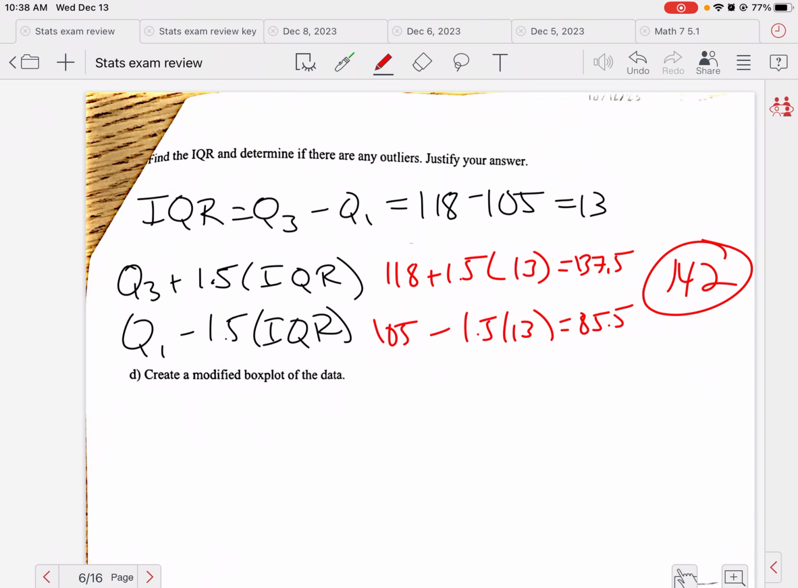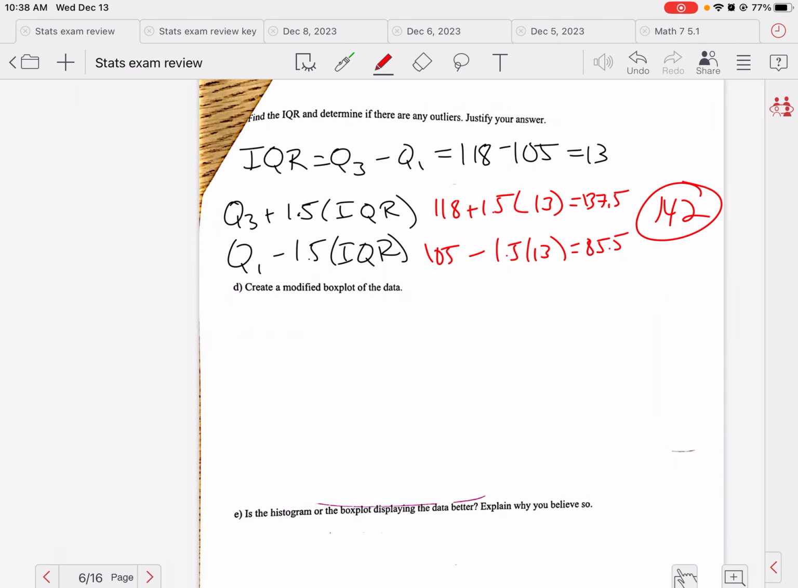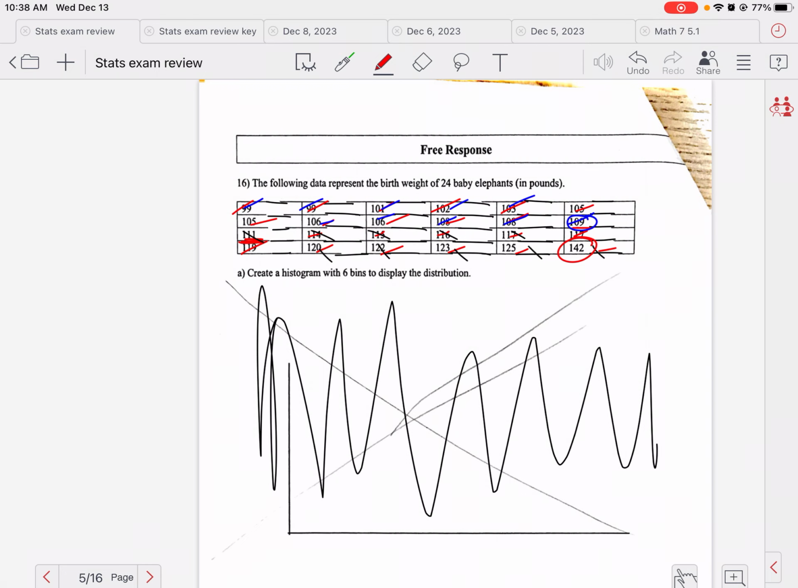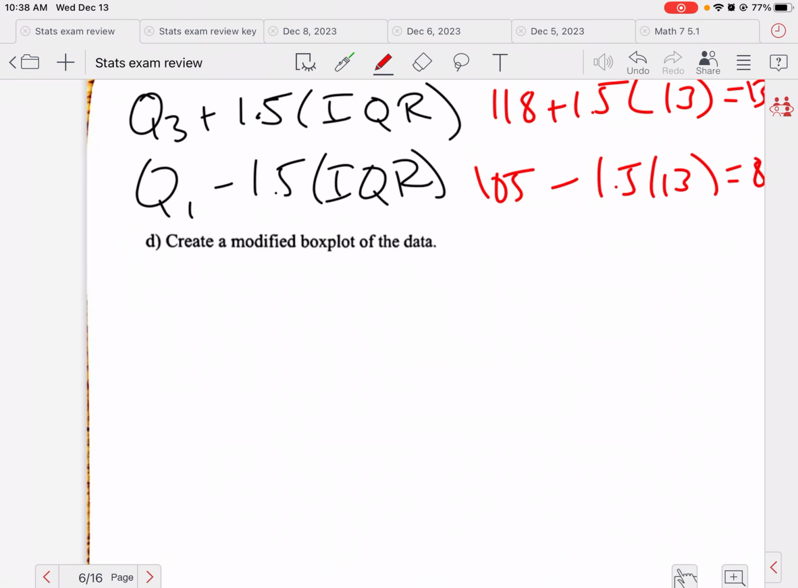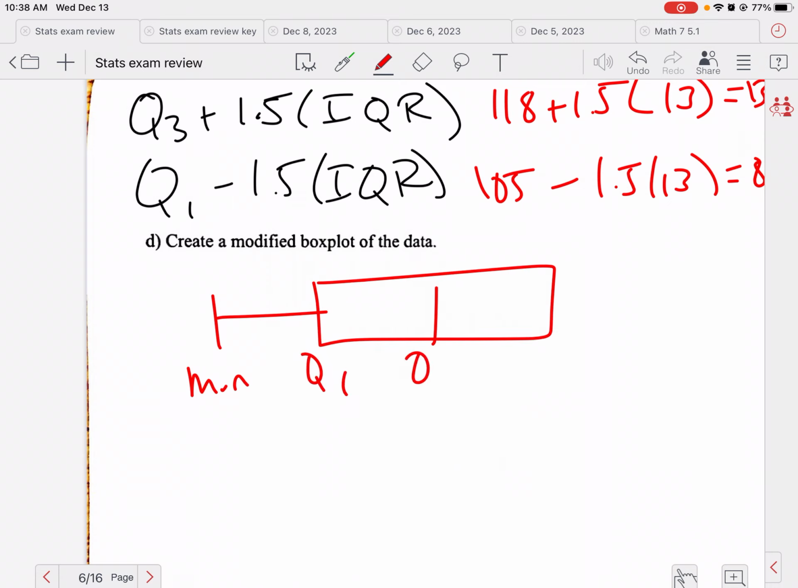Okay. You can make a box plot by redoing your data without the 142. So you would just pop this 142 out, find your middle, and do all of those things. And remember, just on your box plot in general, this is your min value, right? Q1, Q2, Q3, and your max value.